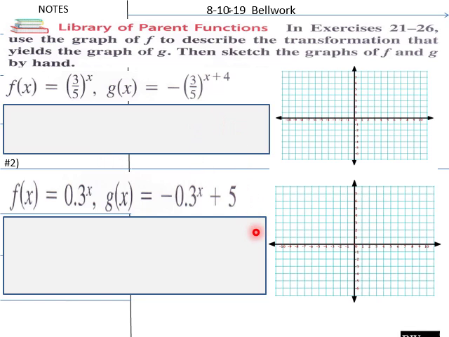Our bell work today is a library of parent functions. Use the graph of f, here's f, to describe the transformations that yield the graph of g. So from here to here, students describe the transformation, then sketch these graphs. Use these tables, students, to plot some points and then sketch it. And then describe the transformation.